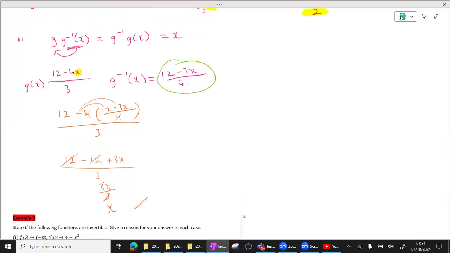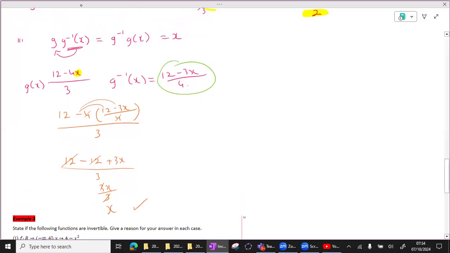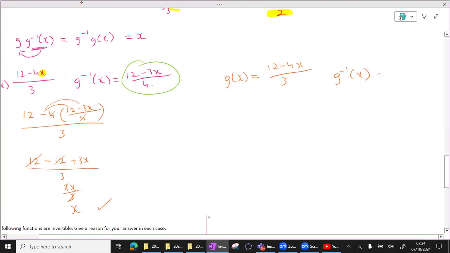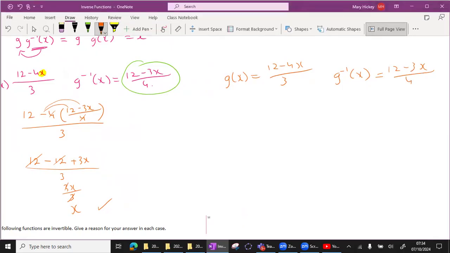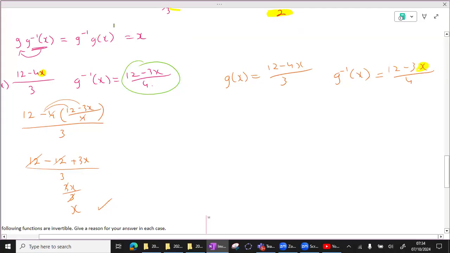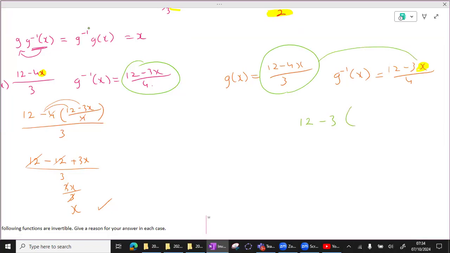Now, I wonder, will it be the same the other way around? Well, we're about to find out. So this time round, I'll rewrite it again. So that's my function. This is my inverse. Now this time it is putting the function into the inverse. So wherever I have an x in the inverse function, this guy should be going in. So that's going to be 12 minus 3 bracket 12.